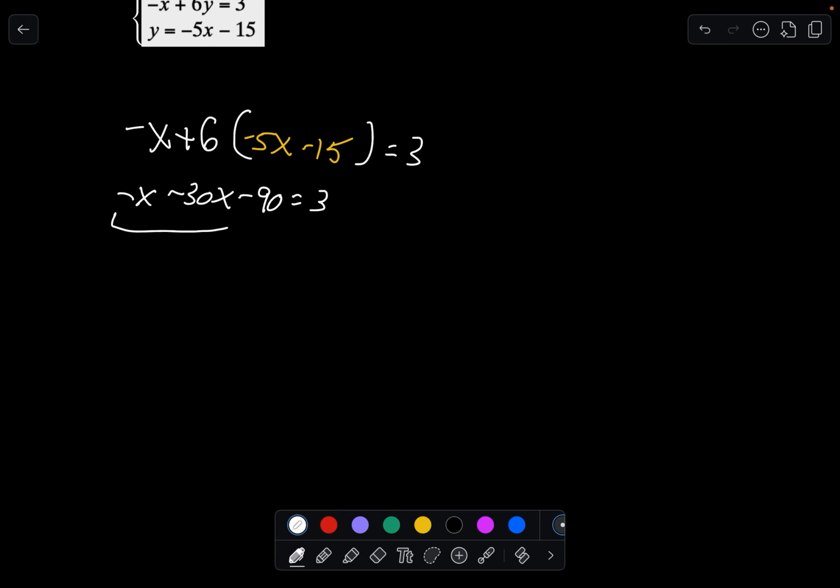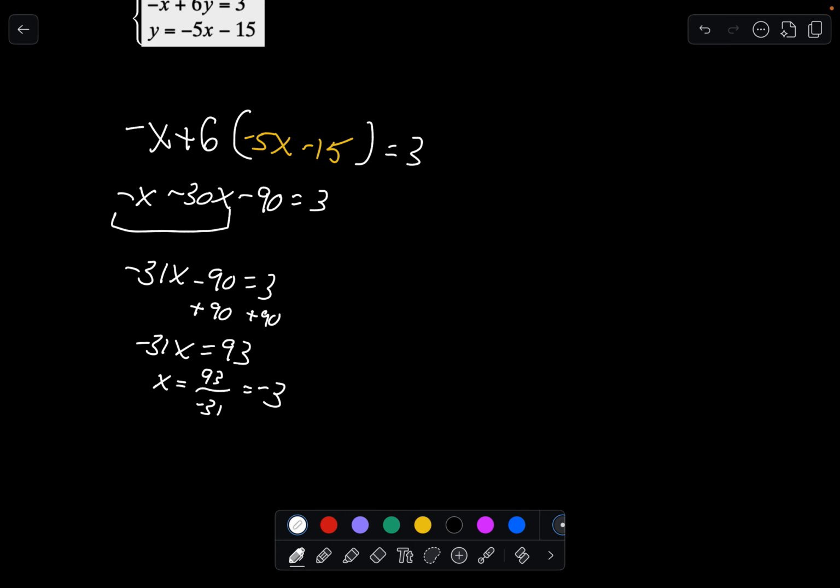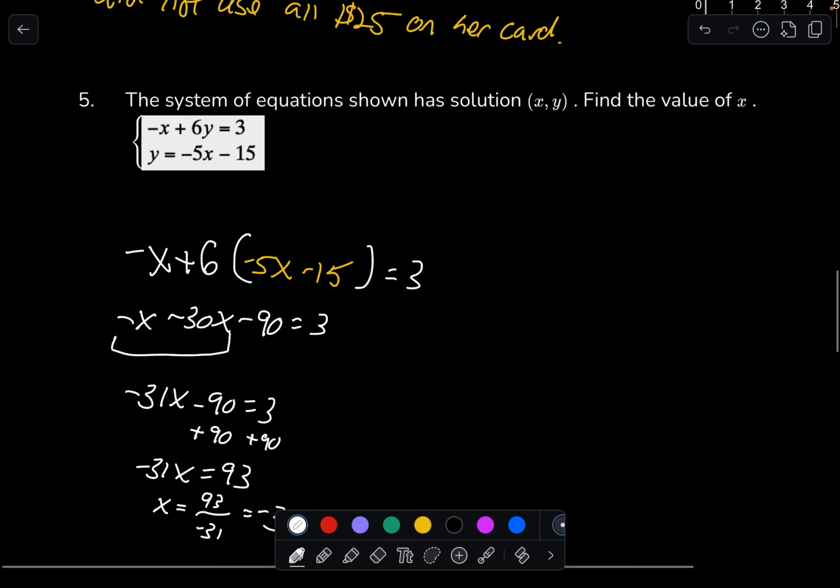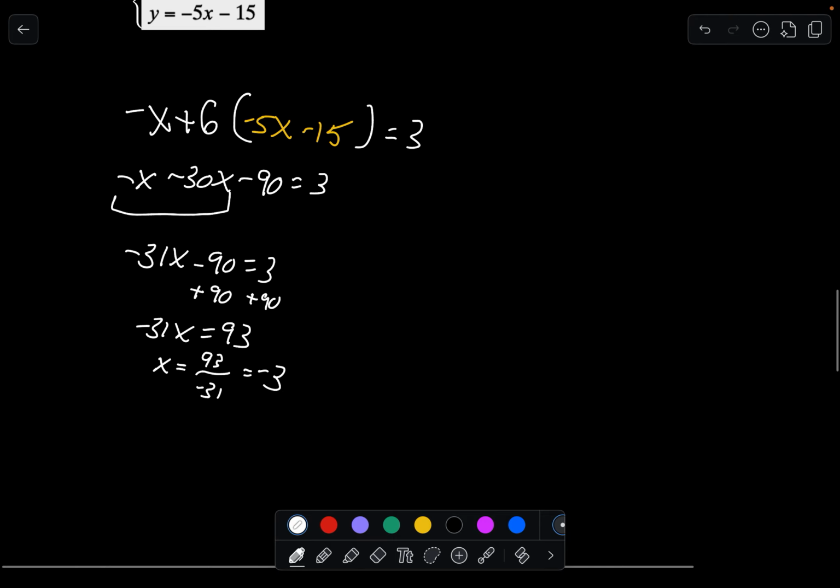I'm simplifying the left side. Combining like terms, you get negative 31x minus 90 equals 3. Solve this two-step equation, add 90 to both sides. Get negative 31x equals 93. X equals 93 divided by negative 31, which happens to be negative 3. Now, that's all they ask you for, because they specifically said just find the value of x. So this is your answer.